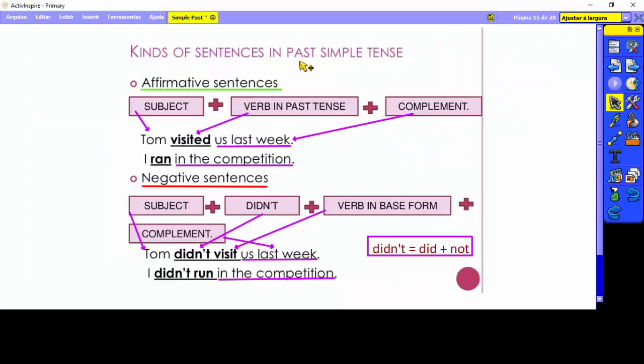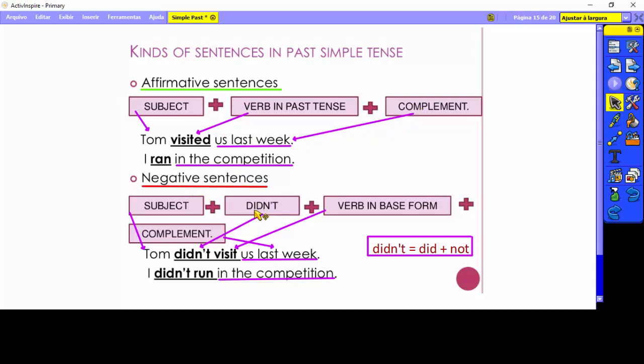Kinds of sentences in past simple tense. Affirmative sentences. We got subject, verb in the past, and complement. For example, Tom, subject. Verb in the past, visited, us last week, complement. I, subject. Ran, verb in the past. In the competition, complement.